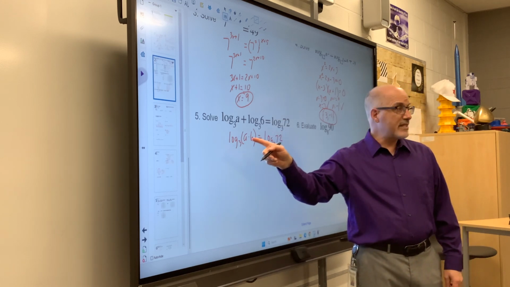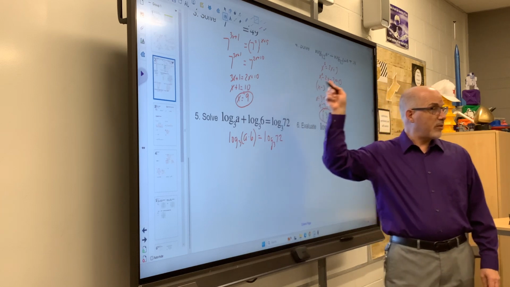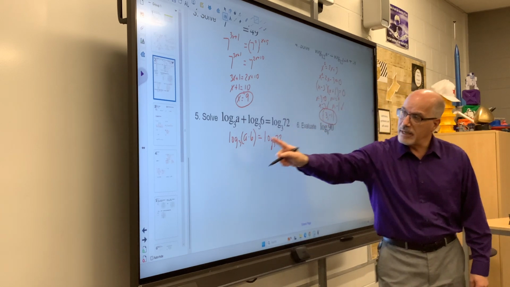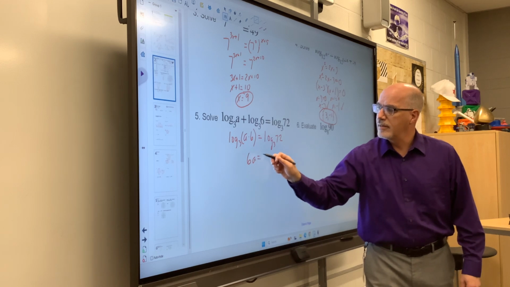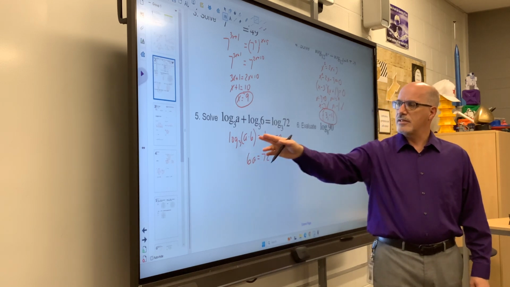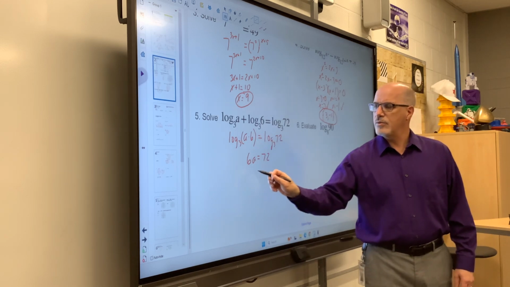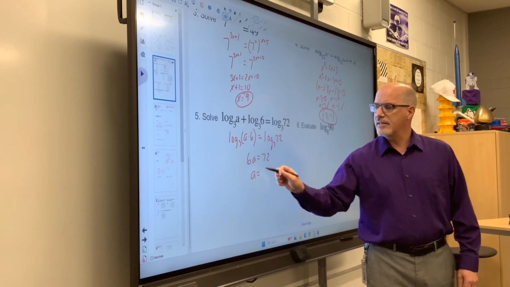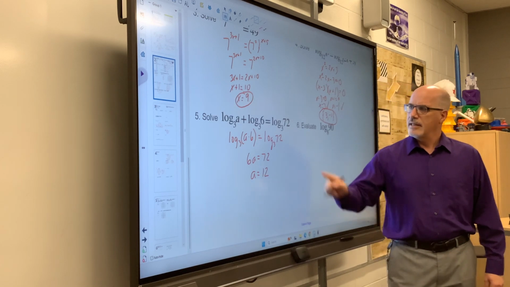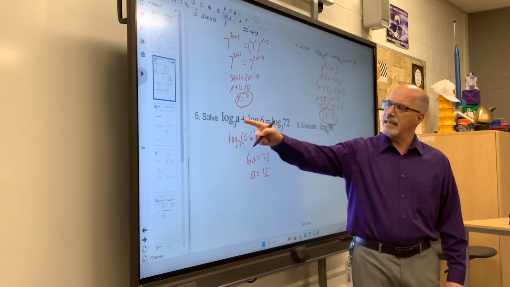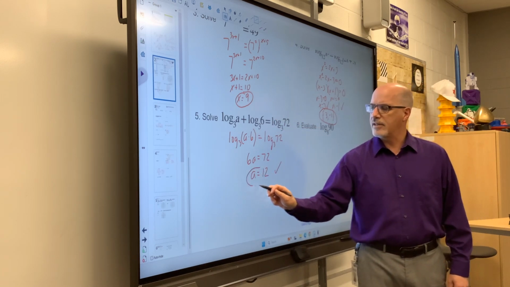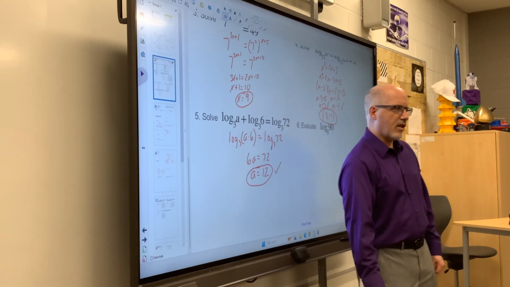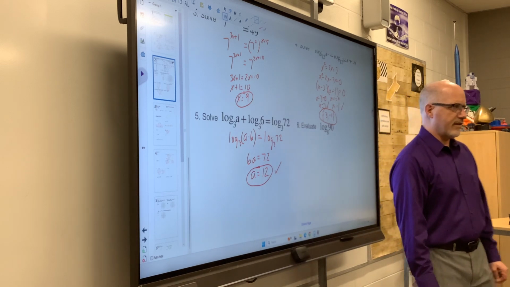Now, once you have the same base on both sides, remember what we did up here? Same base on both sides, you can set the inside parts equal. So just the 6a equals the 72, divide by 6, and you get 12. Check it. If you put 12 back in, you do not get a negative anything, so that is your answer. Can't take the log of a negative.